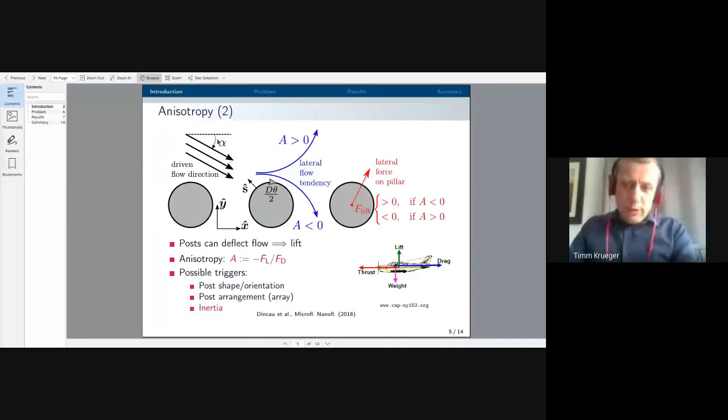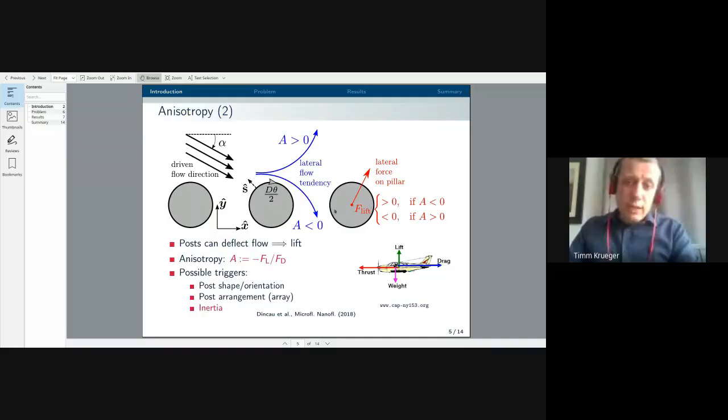Then three things can happen. If you measure the total force acting on one of these posts due to the flow, this force can be parallel to the imposed flow. In this case, we just have a drag force and we don't have a lift force, and we would say there's no anisotropy. But there are two other cases. One where you have a net force that is pointing perpendicular to the flow in upwards direction. In this case, we define the lift to be positive, or it can point in the other direction and we define the lift to be negative.